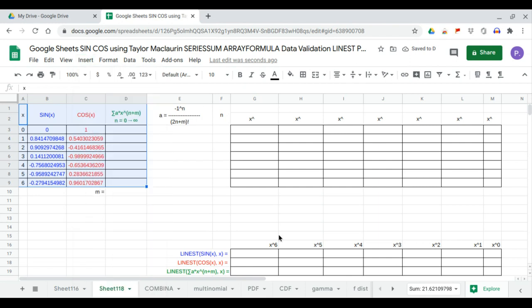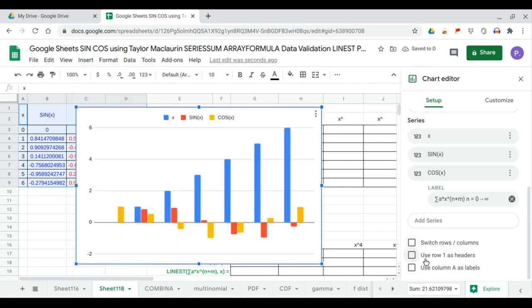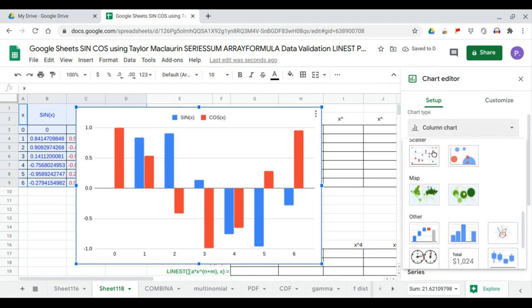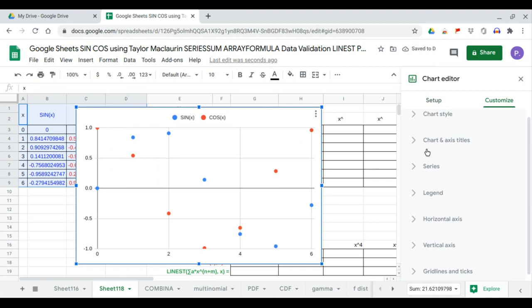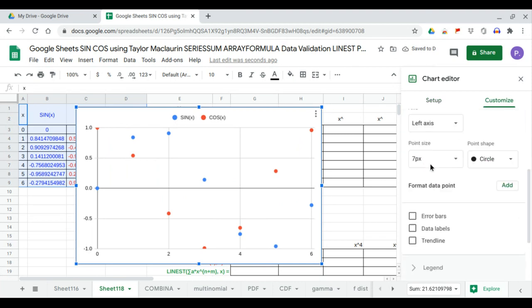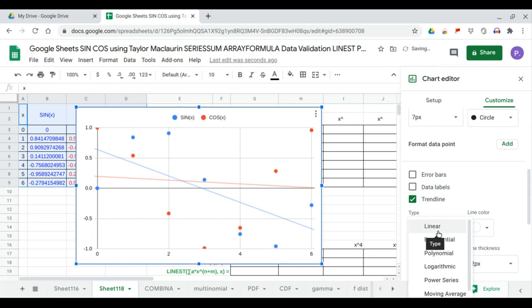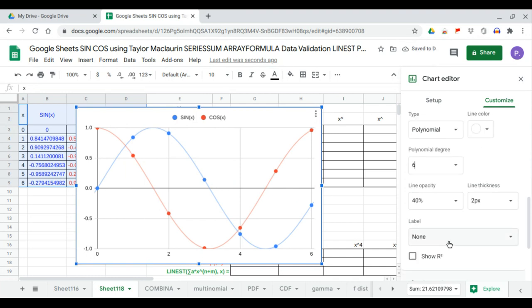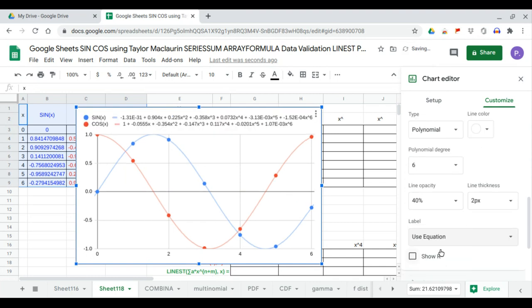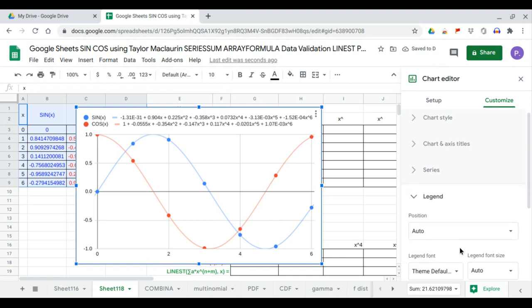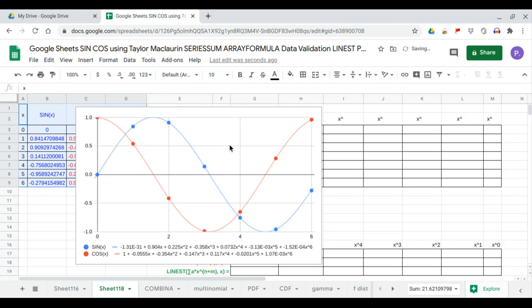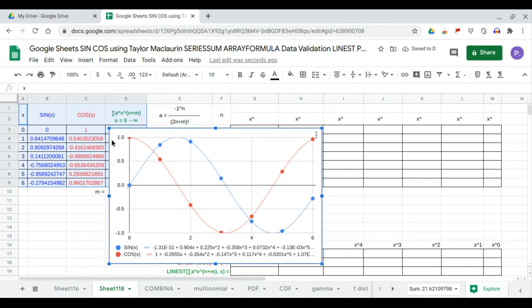Insert chart. We use the scatter chart and generate a trend line. Polynomial to the 6th degree. And show the equation. And relocate it at the bottom. Here's the trend line and the trend line equation.